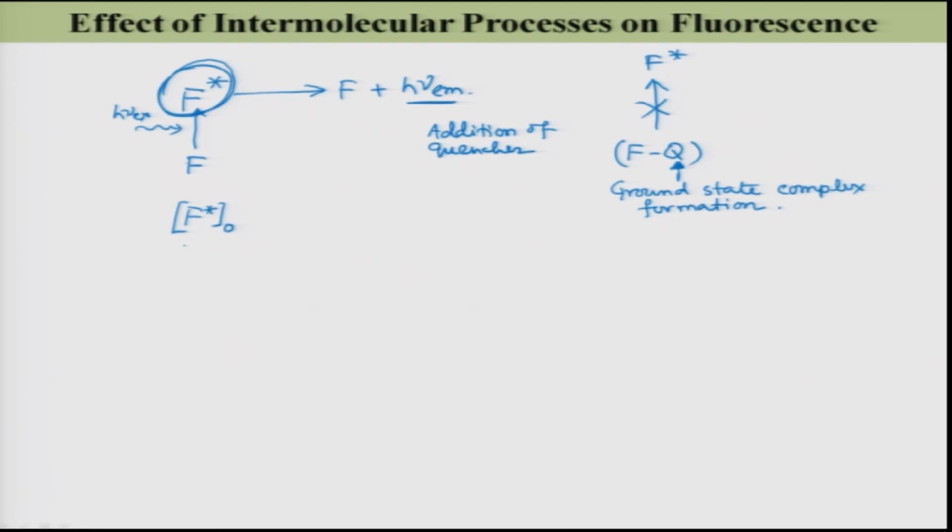Now, once you add this quencher, the fluorescence intensity will be different. So, let us write that F star is the fluorescence intensity in presence of quencher. Then I can write F star equals F star 0 minus something, minus FQ. So, some fraction of the fluorophore is getting complexed with Q, which I cannot excite anymore, right?